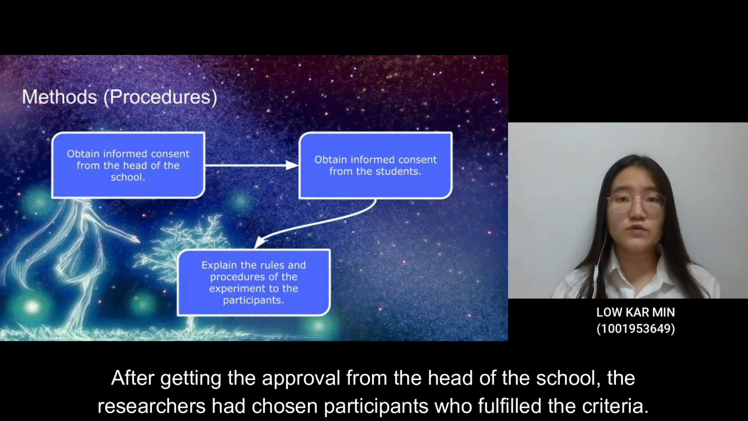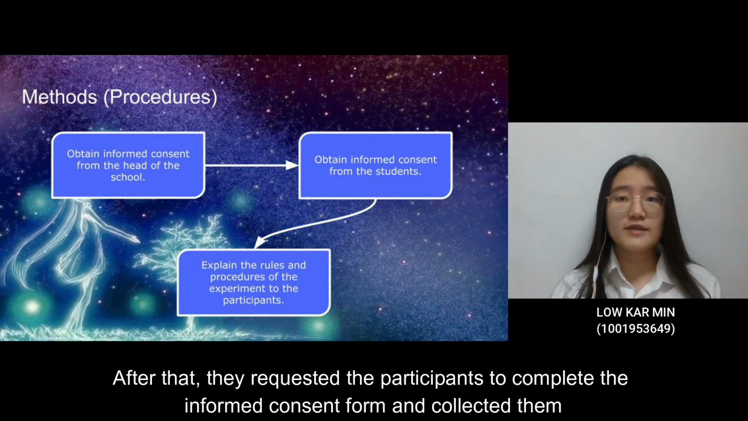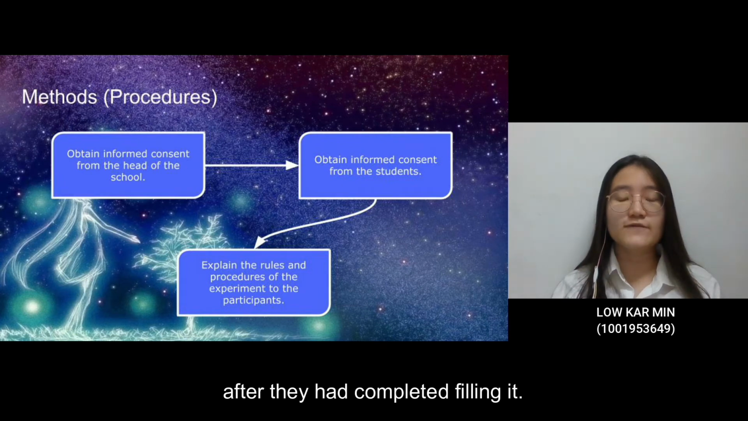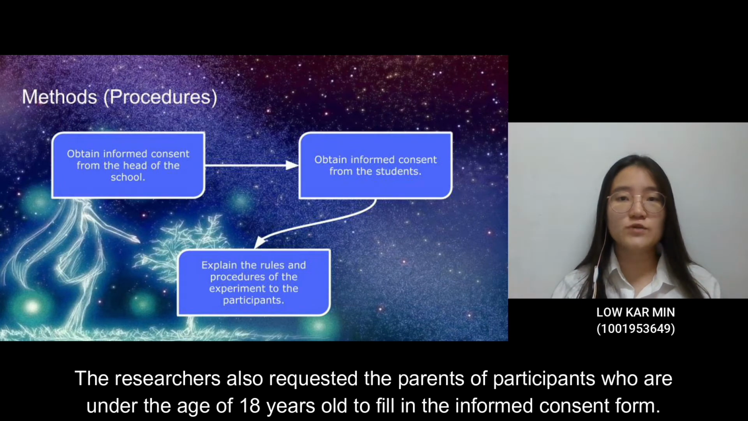After getting the approval from the head of the school, the researcher has chosen the participants who fulfill the criteria. After that, they requested the participants to complete the informed consent form and collected them after they had completed filling it. The researchers also requested the parents of the participants who are under the age of 18 years old to fill in the informed consent form.